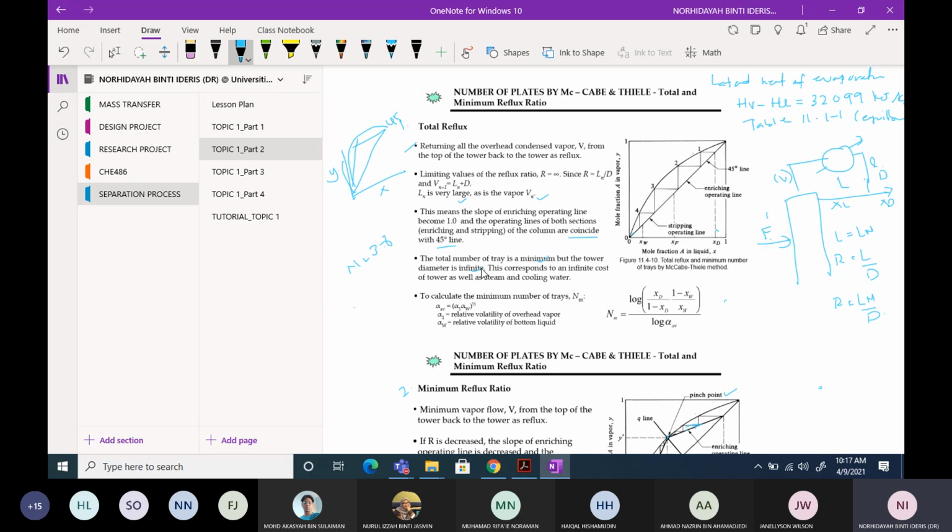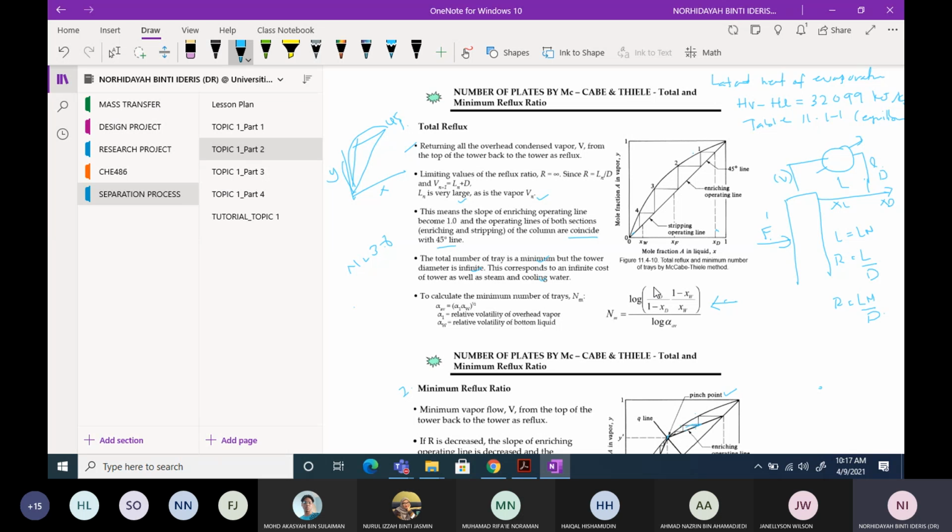This also corresponds to an increase in the cost of the tower, as well as the steam and the cooling water. So even though you can save cost by reducing the number of stages required, it is not possible in a real chemical industry because it will increase the cost in terms of the diameter. However, in order to calculate the minimum stages required for that particular system, this is the equation that you will use.